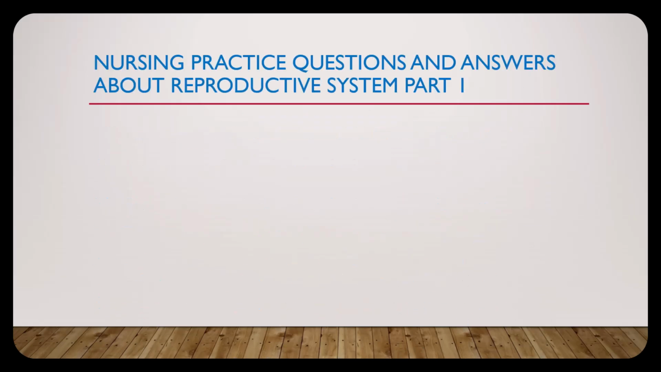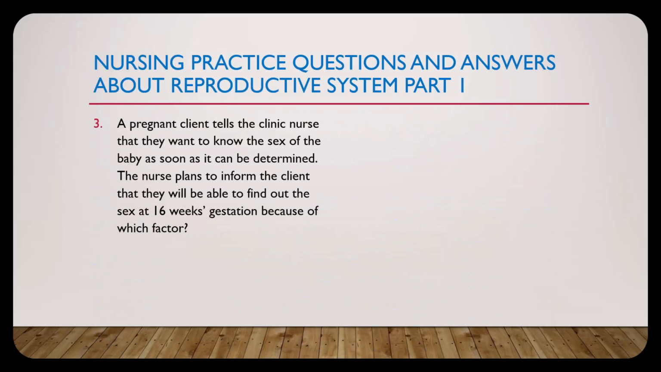Now let's move to the third question. A pregnant client tells the clinic nurse that they want to know the sex of the baby as soon as it can be determined. The nurse plans to inform the client that they will be able to find out the sex at 16 weeks gestation because of which factor. So these are the options.